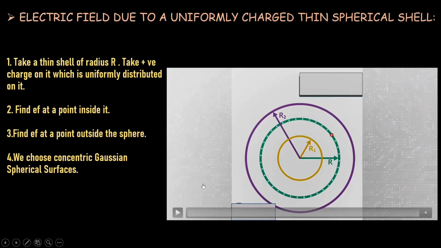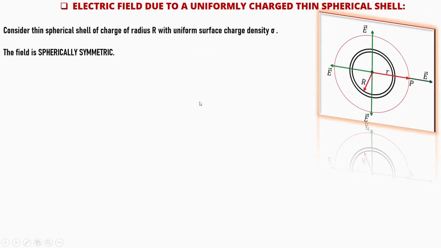In this particular figure, we have a spherical shell of radius capital R. This is the first thing. Next, we take a Gaussian surface of radius r1 that will be inside the shell. And next we take another Gaussian surface of radius r2 which will be outside the shell. So this will be our visualization. Next we will see the theoretical derivation steps that we have to write in the exam so that we can get the full marks.